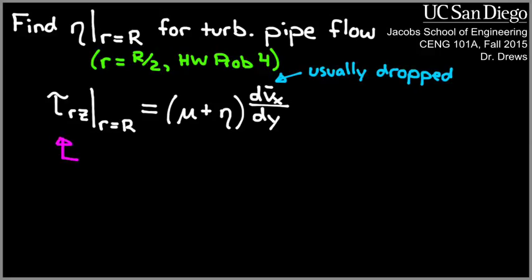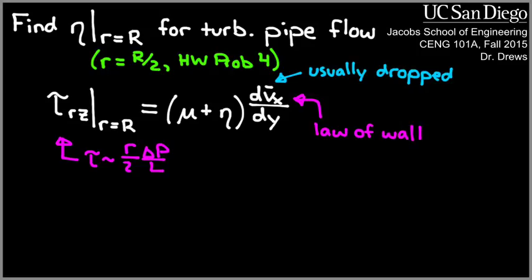So our solution procedure is to evaluate first the left-hand side. The left-hand side is going to need tau, which is going to look like r over 2 times delta p over L. And then we're going to have to get this velocity profile from the law of the wall. Once we have those two expressions, we can isolate eta, which is what we're trying to solve for. So let's look at tau rz first. If I evaluate tau rz at r = R, remember this is exactly the same as tau naught. So that's really all the further I have to take it.